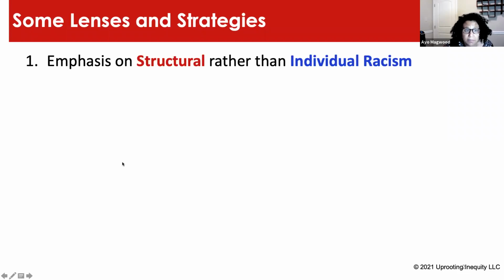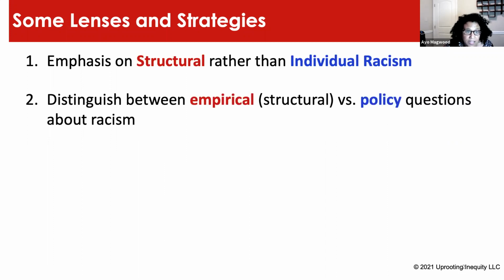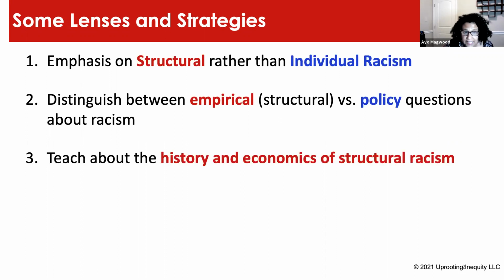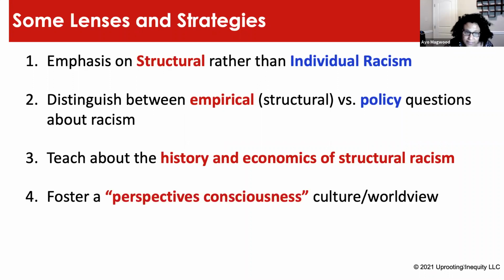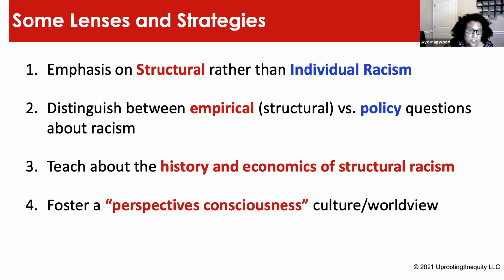So one is I strongly recommend an emphasis on structural racism rather than individual racism. I recommend that you distinguish between empirical versus policy questions about racism. I'll explain what that means in a minute. And in order for them to understand structural racism and to address those empirical questions, you're going to have to teach a little bit about the history or economics of it. I'm using that very broadly. Don't worry, I don't mean for you to teach kindergartners economics, but that's where the direction should be when and if possible. And finally, I'm going to show you how to foster perspectives, consciousness, cultural worldview among the kids. Okay, so that's my outline for today.